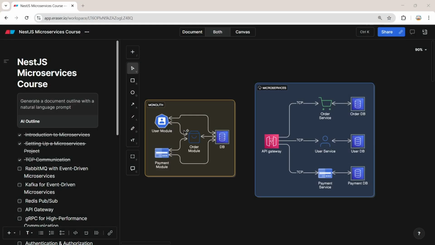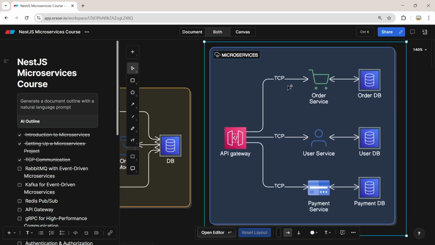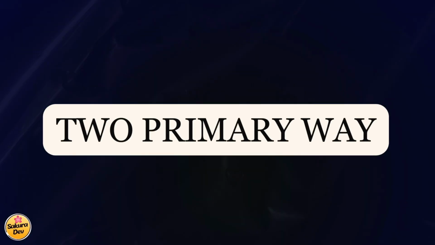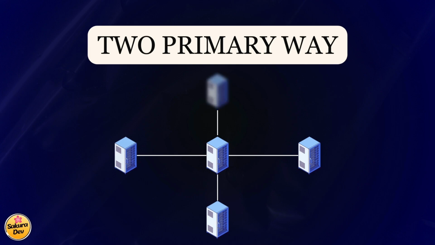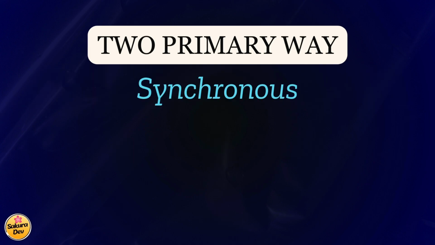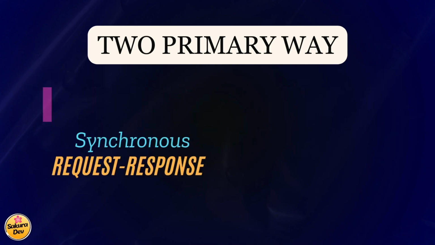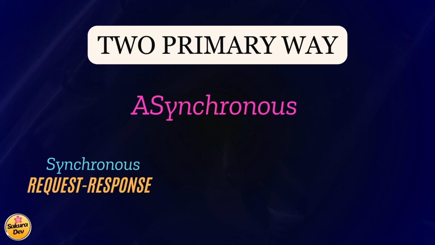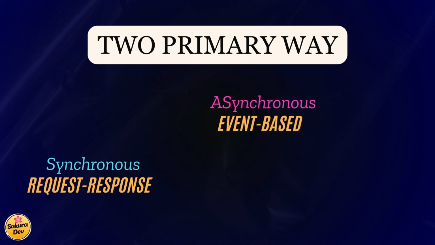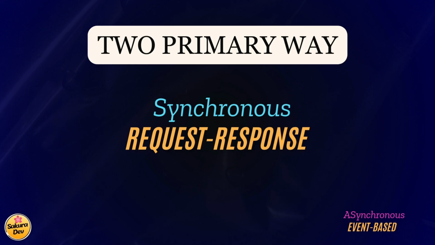In the previous episode, we turned this monolith application into this microservices architecture, and we also set up the TCP transport layer between the API gateway and our microservices. But TCP is not the only way that microservices can communicate with each other. Actually, there are two primary ways: synchronous communication, also known as request-response, and asynchronous communication, also known as event-based communication. So first, let's talk about synchronous communication.